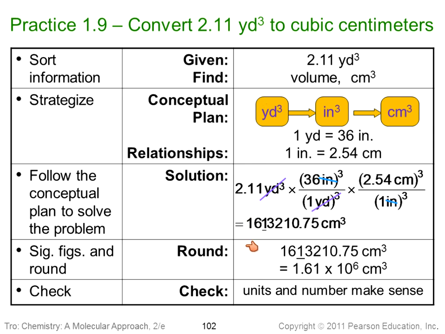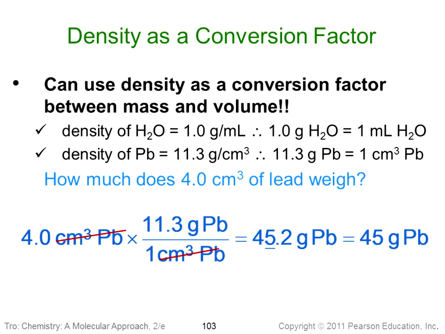Okay, another example. Once you read over that. The density is a conversion factor. If we know the density of lead is 11.3, we can convert cubic centimeters of lead, its volume, to its mass by simply multiplying by its density.